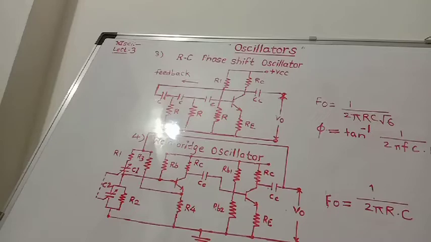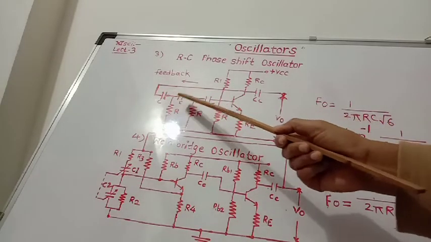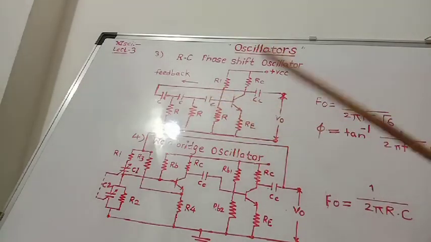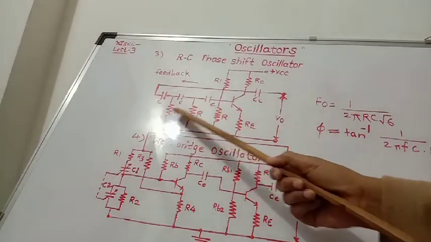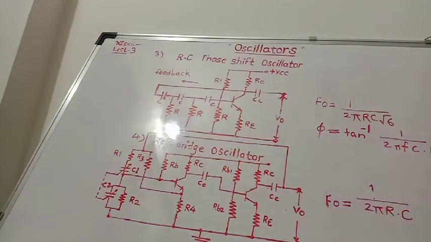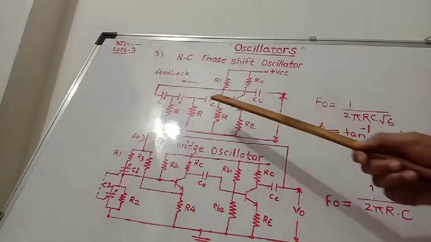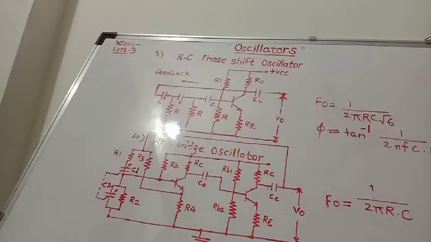If all the capacitors are equal, and all resistors are equal to R, then the total phase shift of the RC network will be 180 degrees. This common emitter amplifier produces again a 180-degree phase shift. Thus the total phase shift becomes 360 degrees or 0 degrees, and therefore this circuit acts as an oscillator.